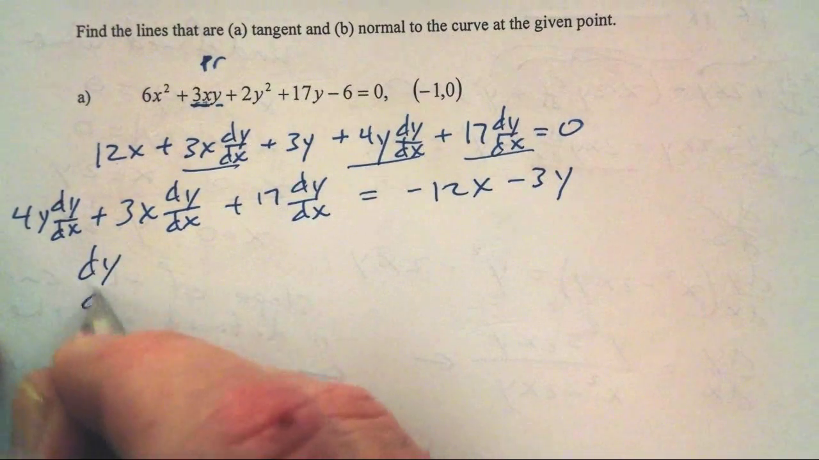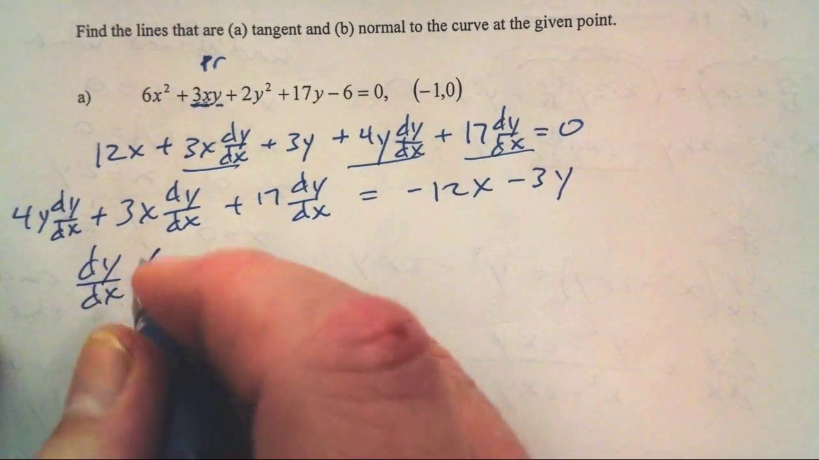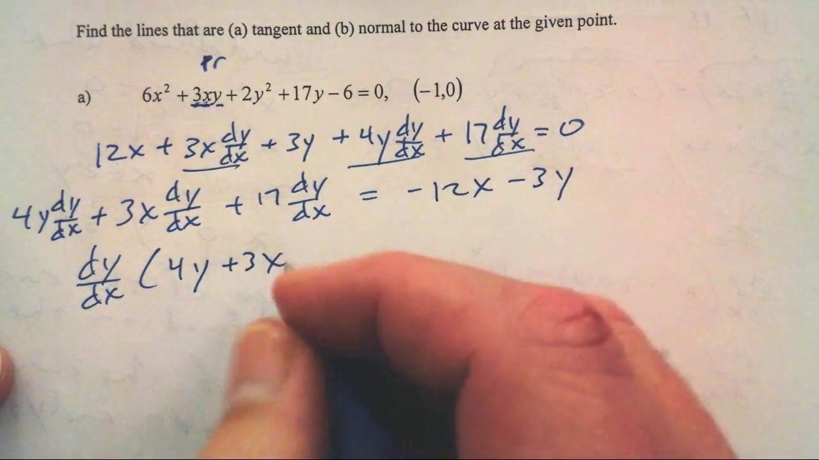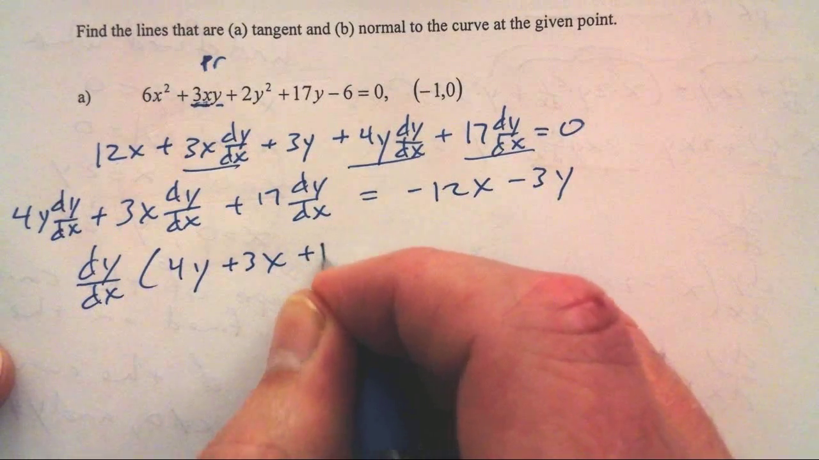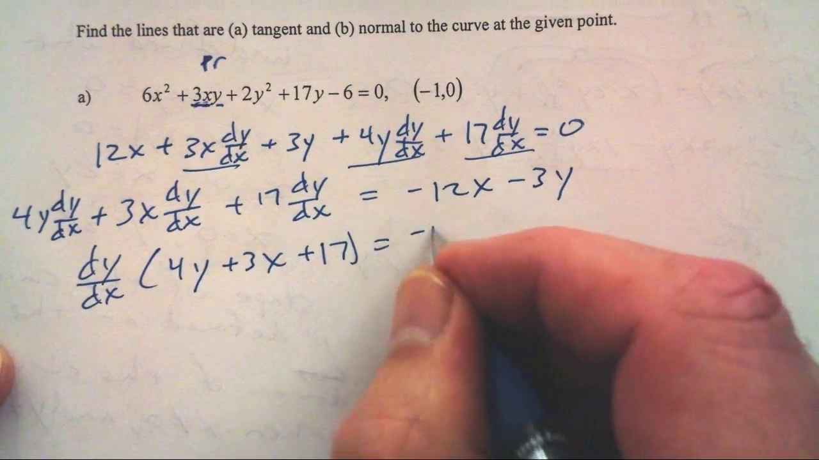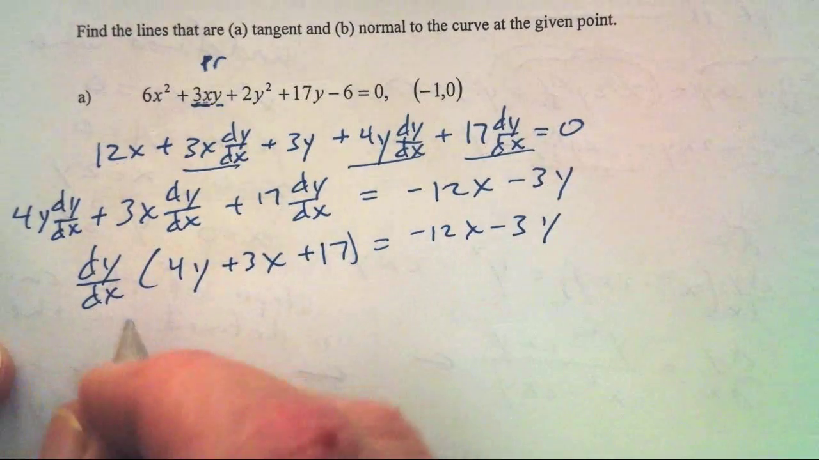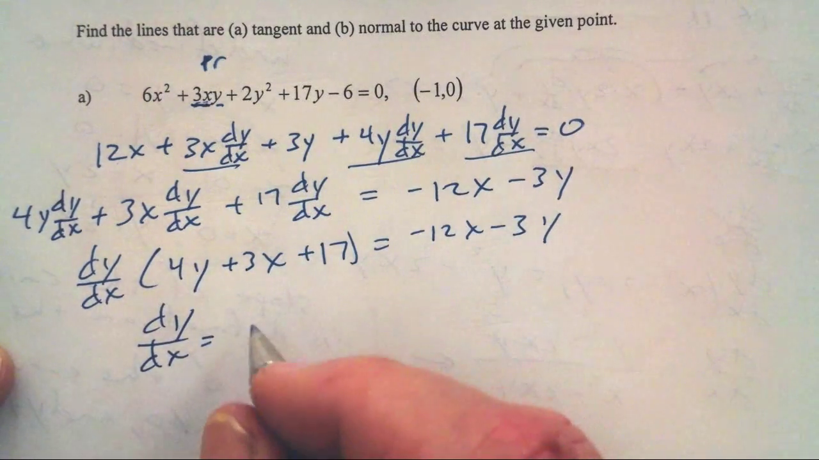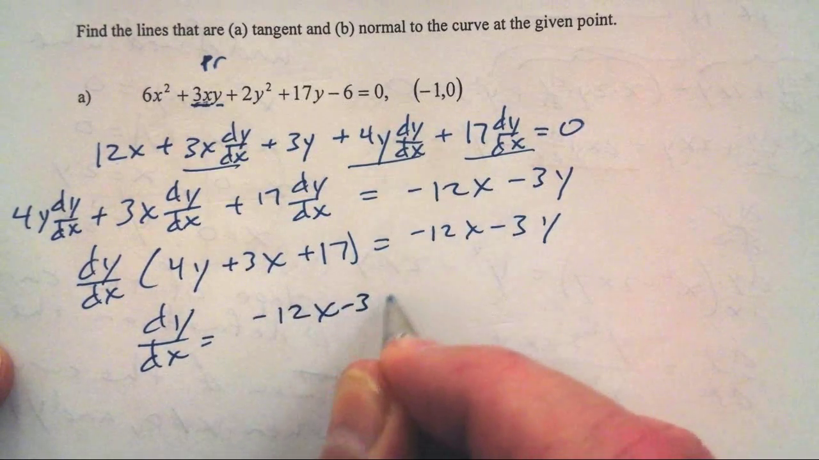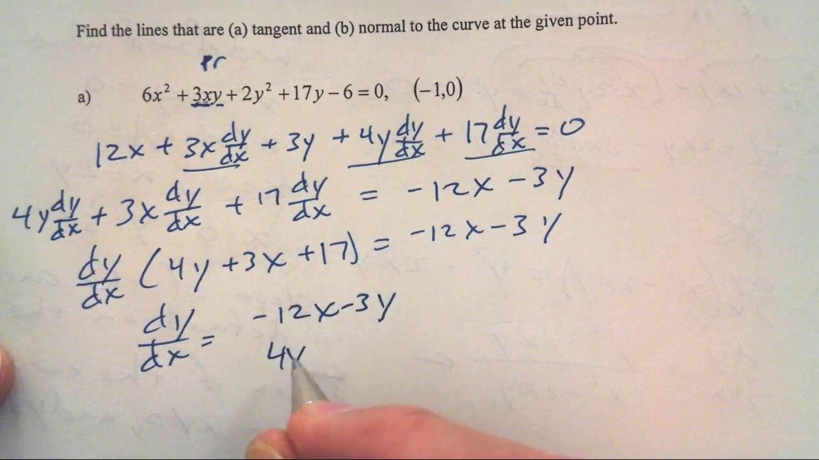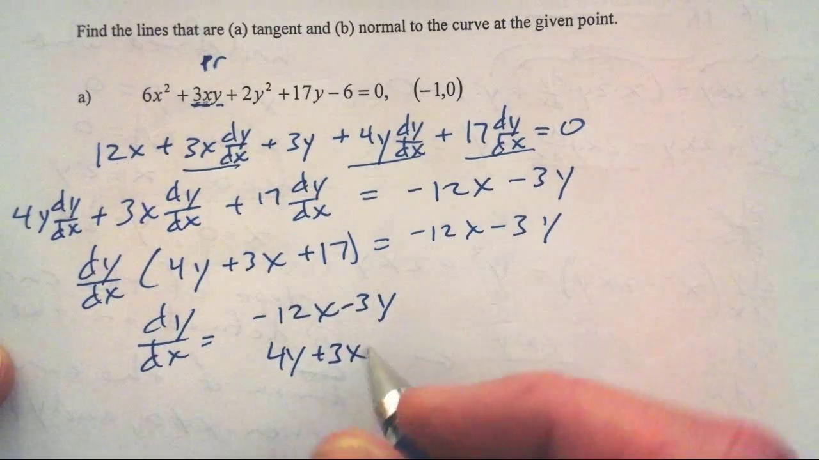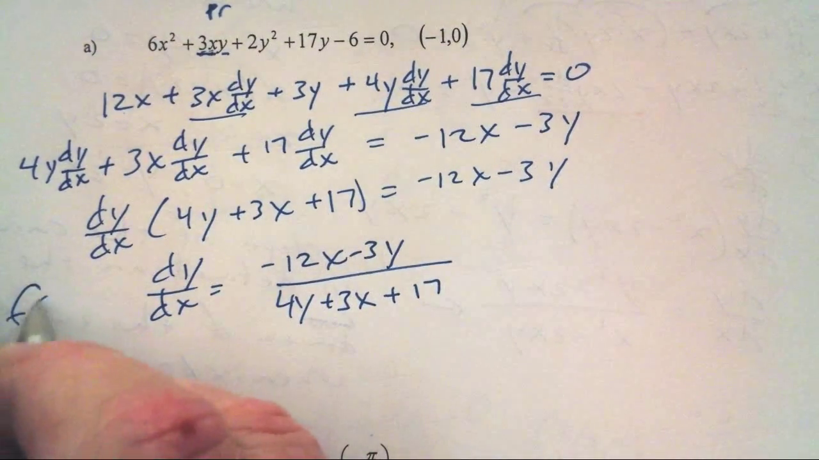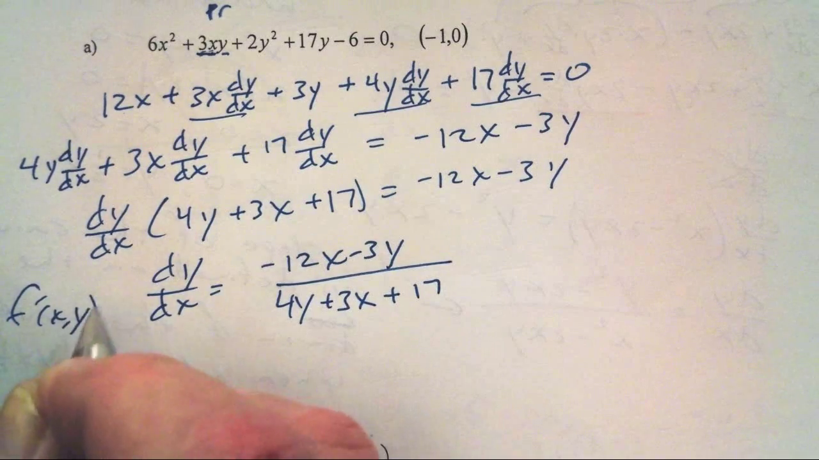Factor out dy/dx. I get a 4y plus 3x, you might have these in a different order, plus 17 equals negative 12x minus 3y, and dy/dx equals negative 12x minus 3y over 4y plus 3x plus 17. That is our slope formula in terms of x and y.